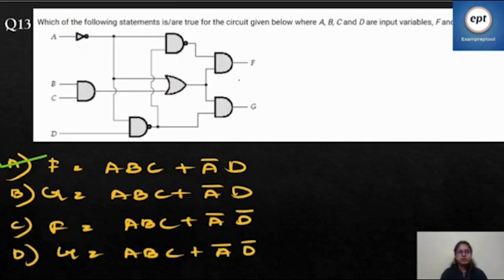Okay, so let's see for option G now. Let's see the output for option G.